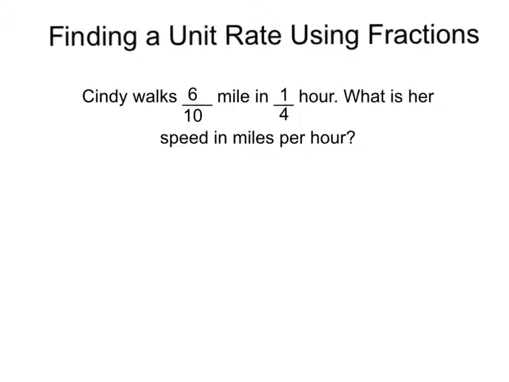Now let's look at finding a unit rate when our problem consists of fractions. Let's say Cindy walks 6/10 of a mile in one fourth, or a quarter, of an hour. What is her speed in miles per hour? So our ratio is 6/10 to 1/4.